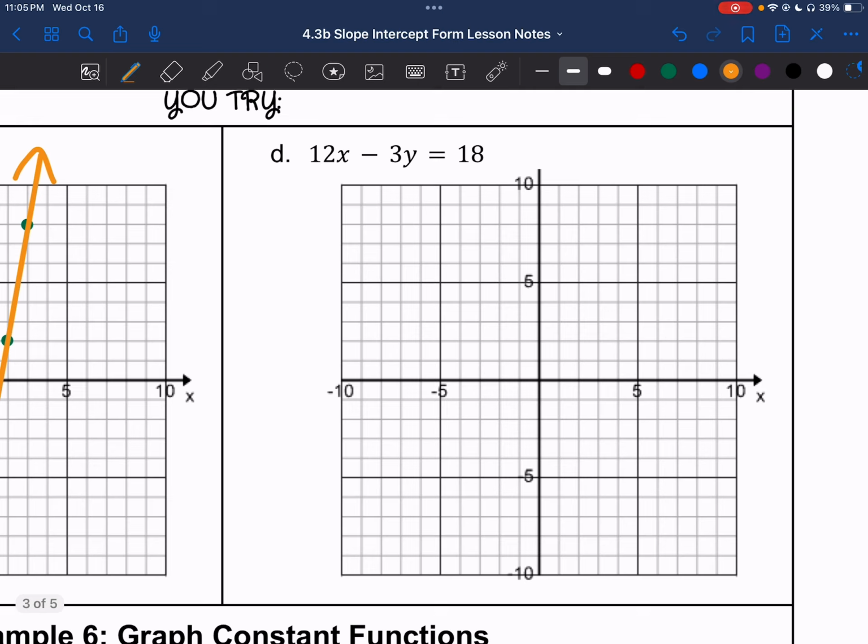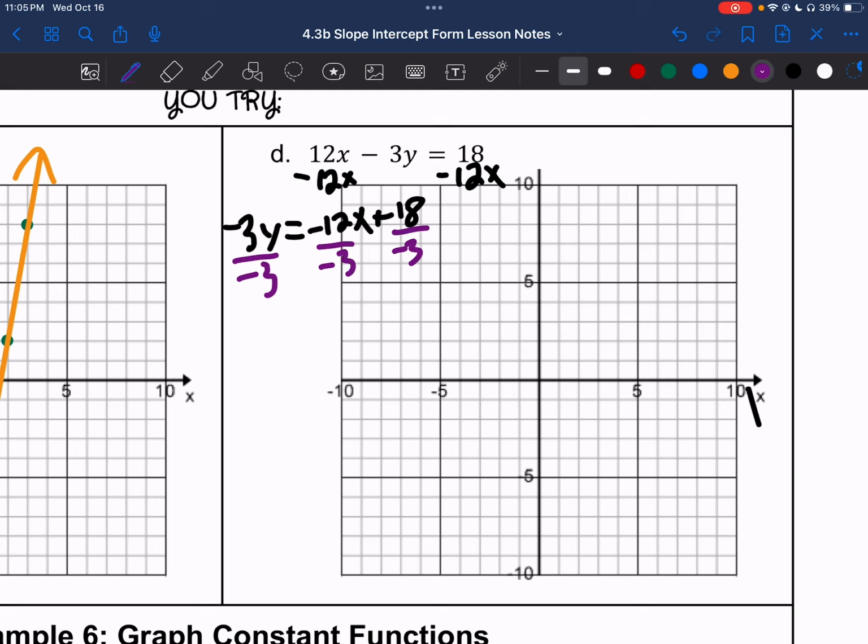Now, the second example, our first step is going to be subtracting 12x from both sides. And I'm going to get negative 3y equals negative 12x plus 18. And my next step is going to be to divide by negative 3. And I get that y is equal to negative 12 divided by negative 3 is positive 4x. Negative, or 18 divided by negative 3 is minus 6.